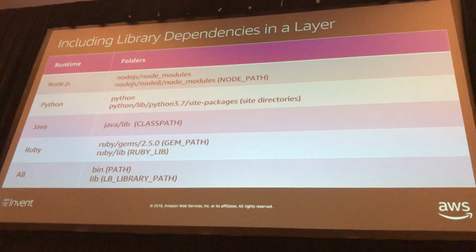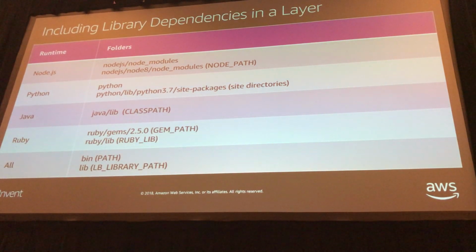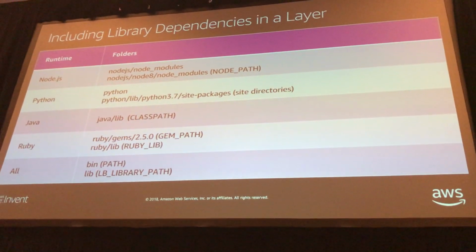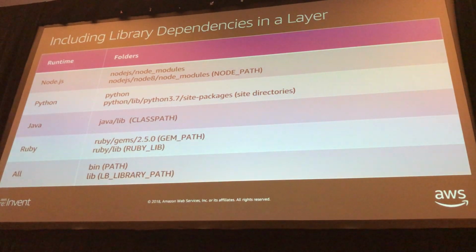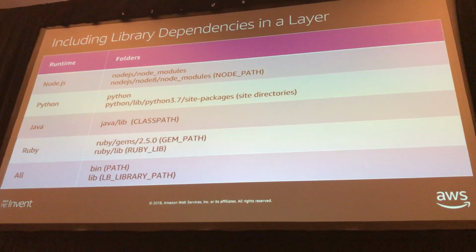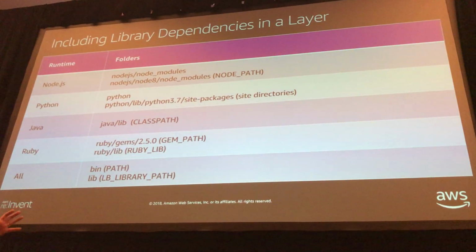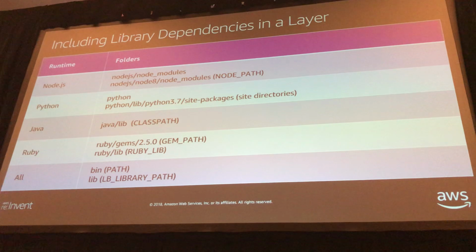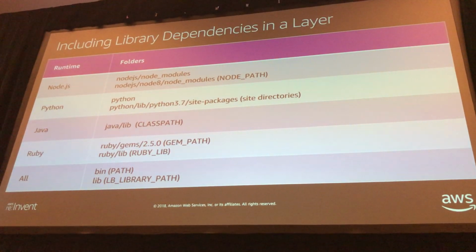So for example, and we will do a demo, I want to create a layer with some Node modules. You must have a zip. When you unzip it, it creates nodejs/node_modules, like it would with npm install, and then all the modules that you want to use. For Python, you must have a directory that is python, and then all the Python modules.